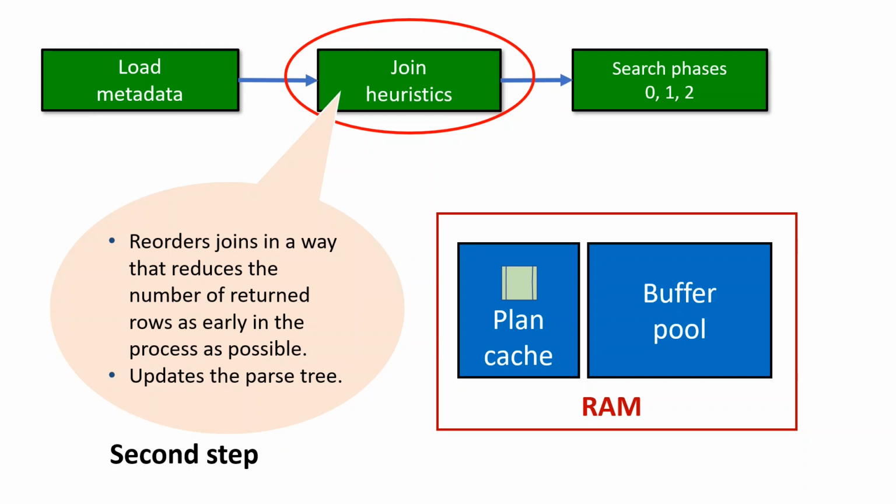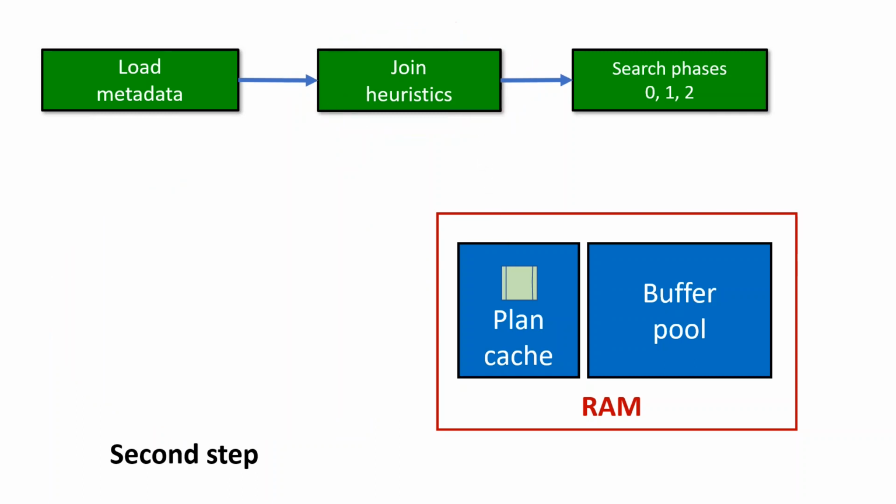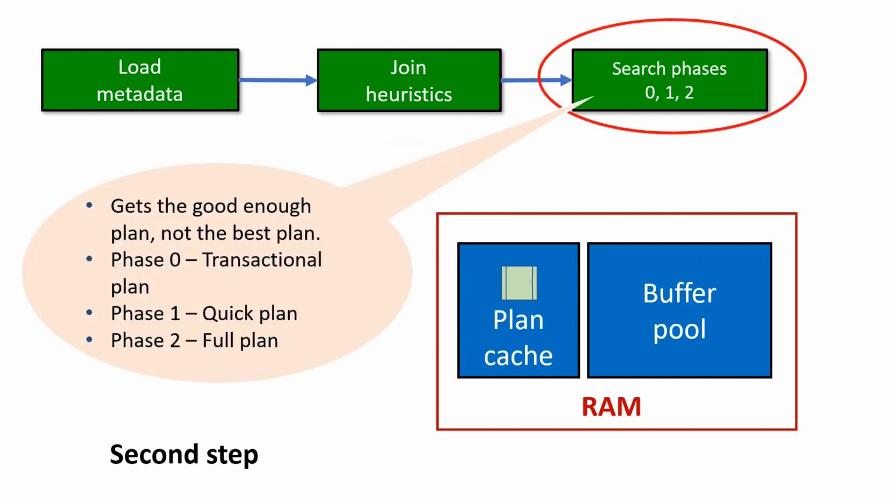The reason the optimizer does this is that it wants to grab the results as quickly as possible. This all happens behind the scenes. With this information, the parse tree inside the plan cache is once again updated, and then our query will be sent to the search phases. In the very next slide, I'm going to discuss what these search phases are.